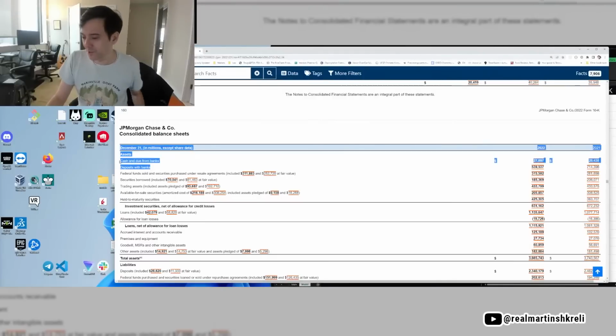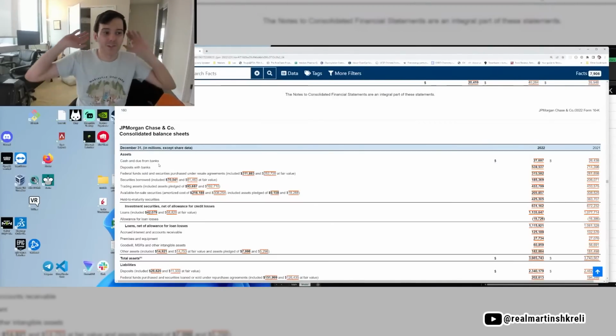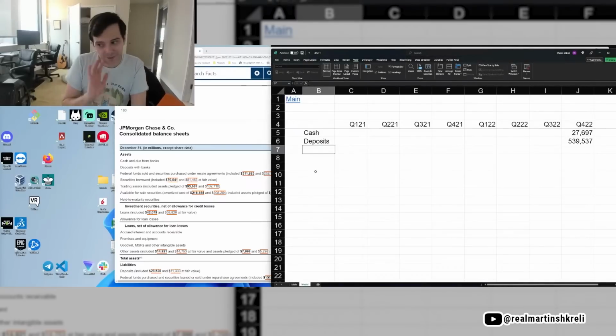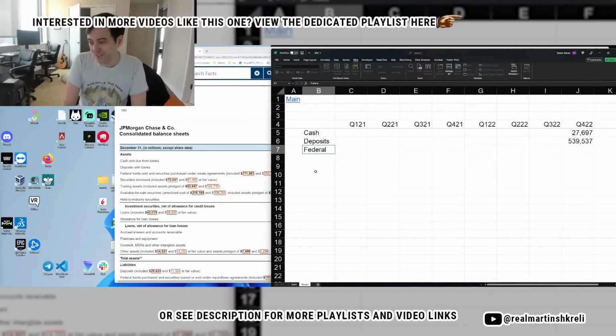So we just looked at the first two parts of the balance sheet, and I've been looking at financial statements for 20 years. I'm something of an authority on the matter, and bank balance sheets are not simple. So here's the next one.